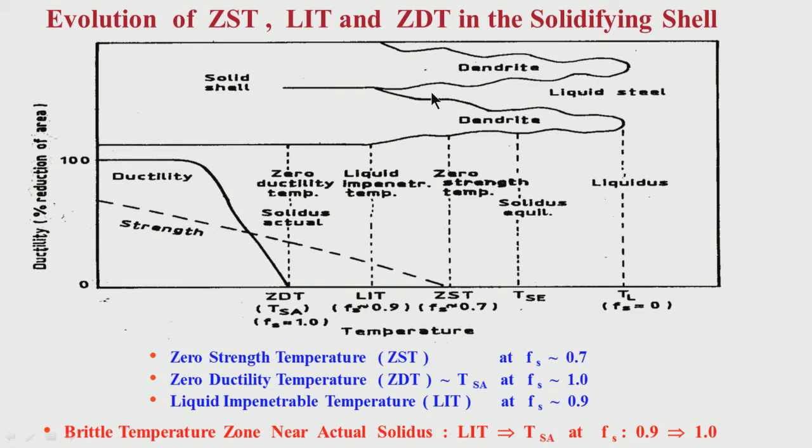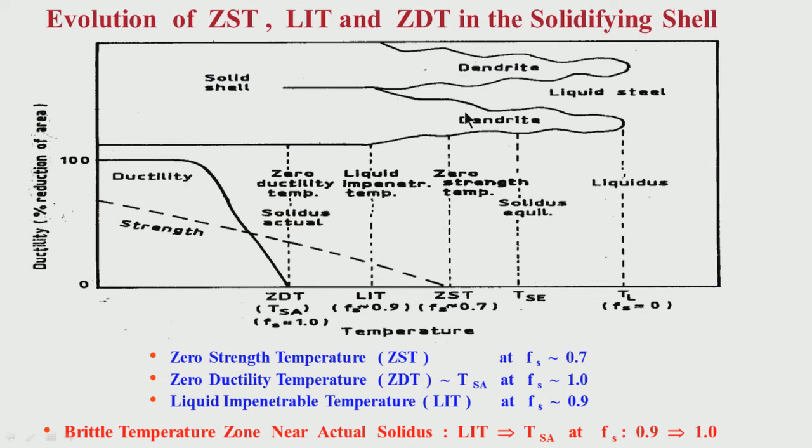But this is not possible in the other region. Liquid steel cannot penetrate this region and heal up the cracks when LIT, that is the liquid impenetrable temperature, is reached. That means when the solid fraction is more than 0.9. So in the region between solid fraction of 0.9 and 1, even if cracks are forming, they cannot be healed by the liquid steel because liquid steel cannot penetrate. Here liquid steel can penetrate and heal up the cracks in the dendrites, but here they cannot because they are touching each other. So liquid cannot penetrate. So this temperature region, which is near the actual solidus temperature, is a real brittle temperature zone near actual solidus.